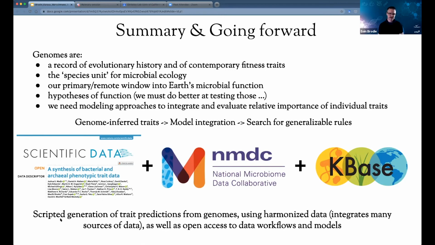What we're seeing now is this scripted generation of trait predictions. Here's a nice example of a recent paper in Nature Scientific Data. But doing this based on harmonized data, so databases that integrate multiple sources of data, like NMDC is a good example of a group that's trying to make this happen, as well as facilitating open access to data workflows and models. And I think you'll see that KBase is really pushing in that direction.